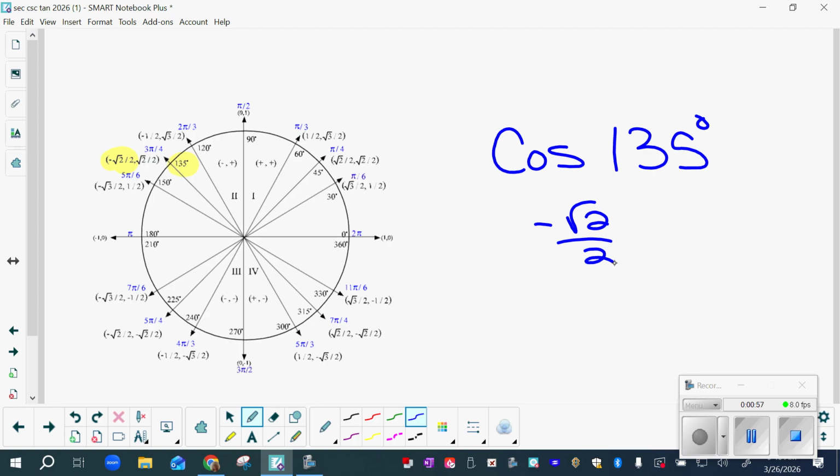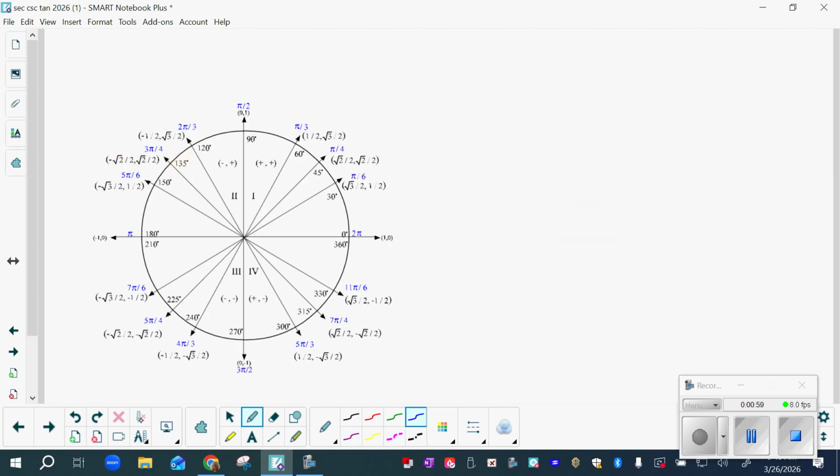Okay, you ready to try another one? Here we go. Try this one. I'm looking at what I want. Oh, here he is. I love him. 5 root 3 over 2. There we go. Oh, no, that's not even 1. 5 root 3 over 2. There you go.